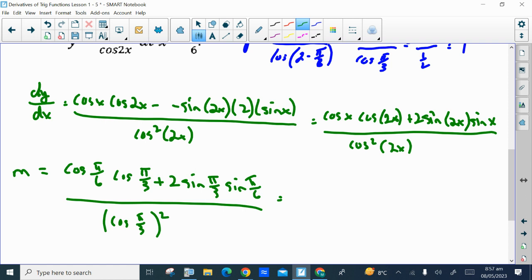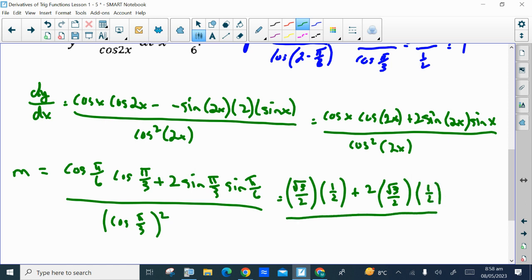At pi on 6, the coordinates are root 3 on 2, comma, a half. So the cosine is root 3 on 2. At pi on 3, the coordinates are 1/2, comma, root 3 on 2. So the cosine is 1/2, plus 2 times the sine of pi on 3, which is root 3 over 2, and the sine of pi on 6 is a half. All over the cosine of pi on 3, which is 1/2, all squared.